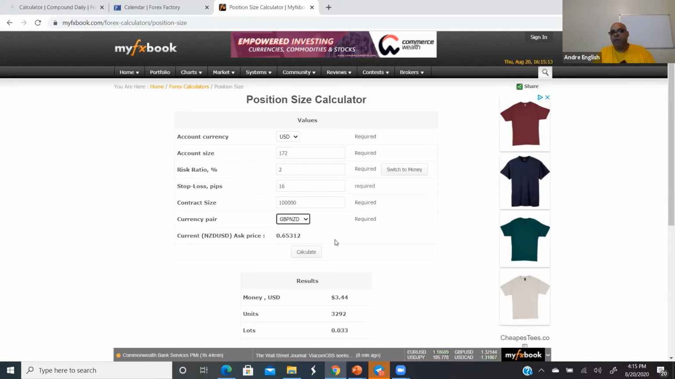And our number one rule as a trader is not to make profit, but to protect our capital. If that's our number one rule, we want to make sure that we're doing it the proper way and risking the proper amount of our account. And this is exactly how you do it, using my FX book, going into their position size calculator and really making this make sense for you. I hope this made sense for you.